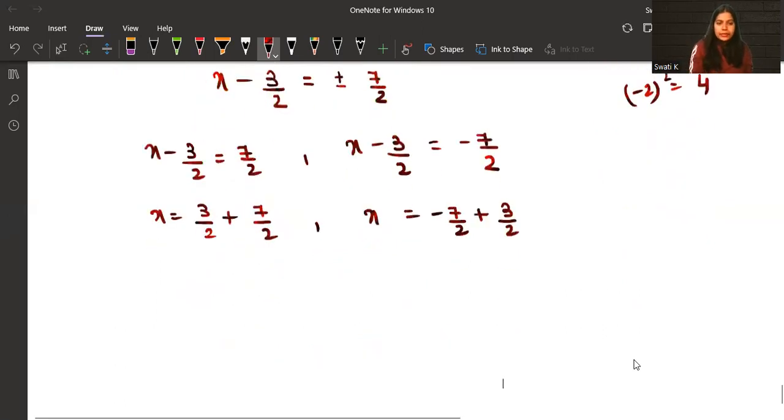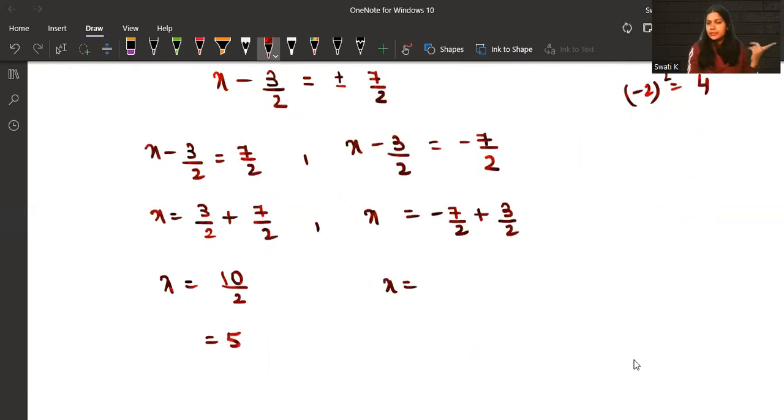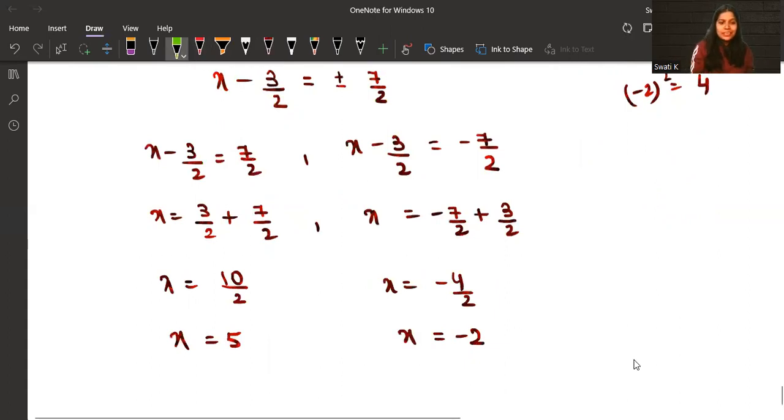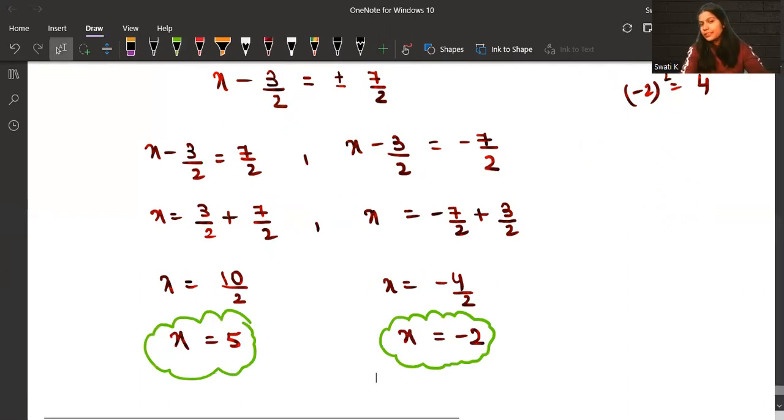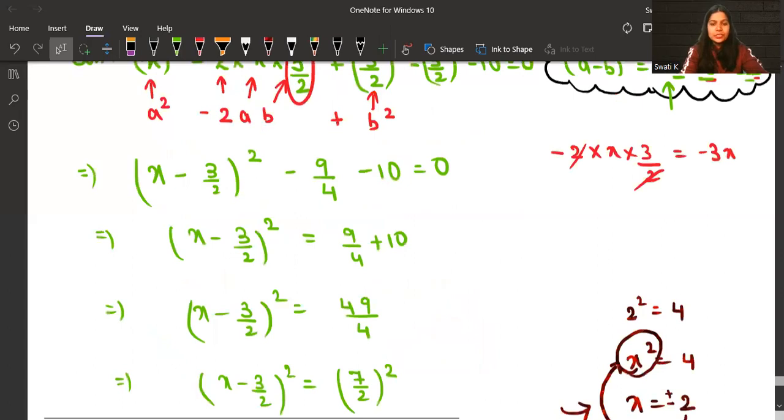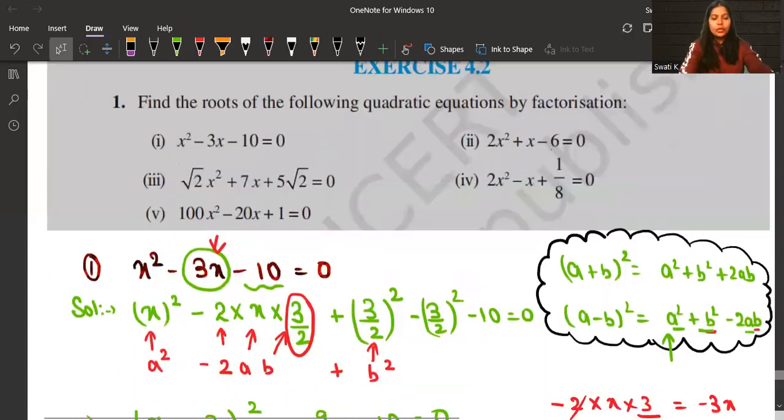And now if I take LCM, this will become 3 plus 7, which is 10 by 2, which is 5. And this will become x equals minus 7 plus 3, which is minus 4, so minus 4 by 2, which is minus 2. So we got the two values of x, which is 5 and minus 2. So that's our answer. In this particular question, I took a longer time, I know, because I wanted to make you understand it in the best way. Now the next questions, we will just try to do quickly.